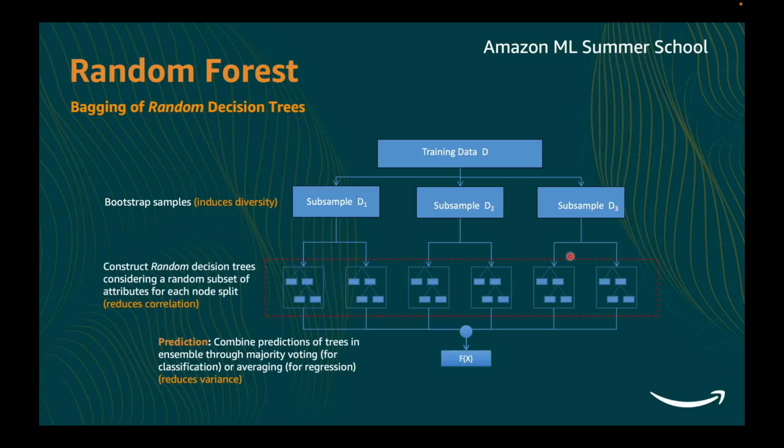Then on each of them you train a random decision tree. A random decision tree is one where you select a random subset of the attributes for each sample, and then you train a normal decision tree algorithm and build a decision tree based on that, right? The reason for selecting a random subset is that it reduces the correlation between the trees which are created at the end. And then the prediction is exactly the same as normal.